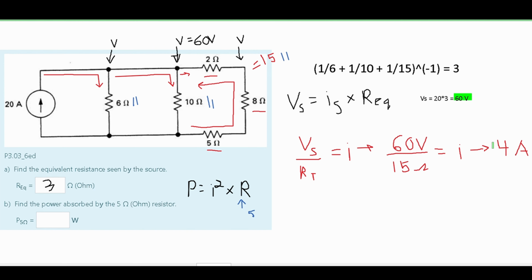And now we know the current, 4 amps. We can plug this into our power formula. And after we do this, we are going to get 4 squared, which is 16, times 5. And this is equal to 80. So the power absorbed by our 5 ohm resistor is 80 watts. So this is how you do this type of problem.